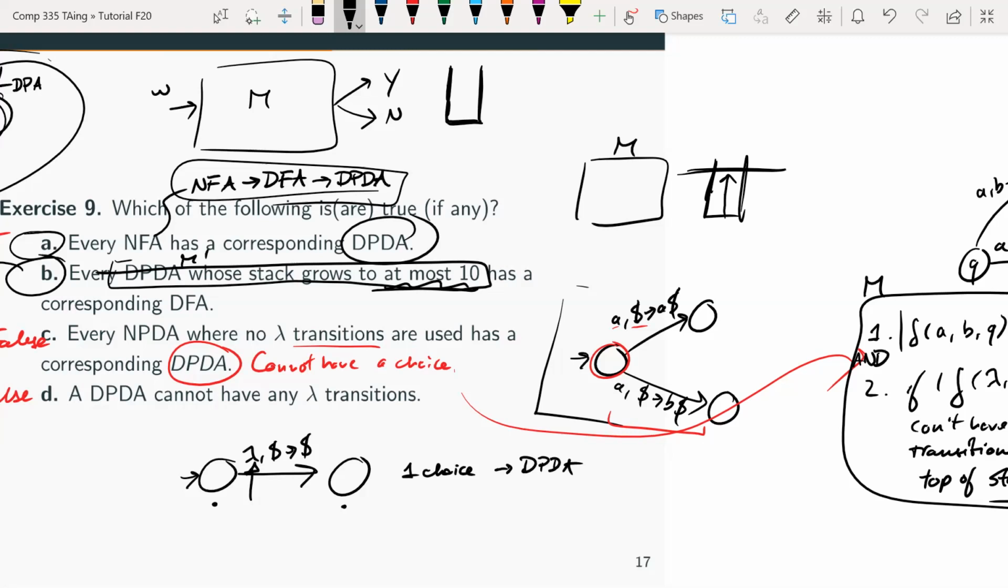It's the fact that you have a fixed amount of space that makes the PDA not use all of its power. And the fact that it's not using all of its power means that it's just as powerful as an FA. Okay, is that clear? Yeah, it's really clear now. Okay, very good. Any other questions?